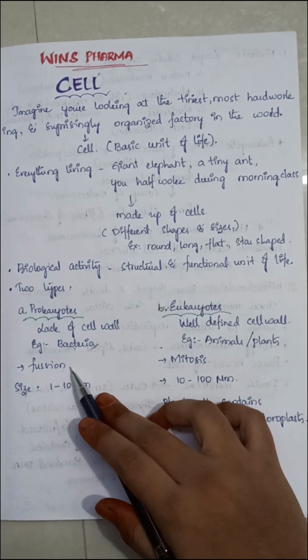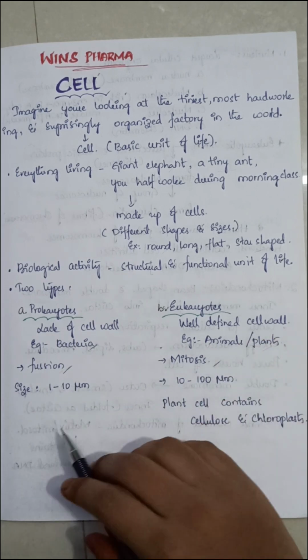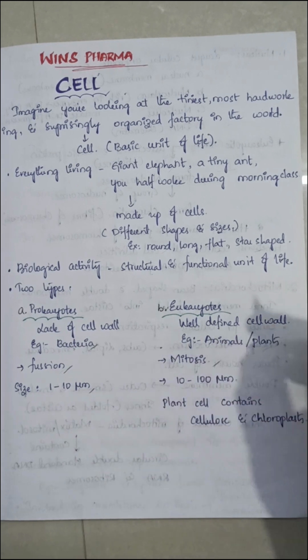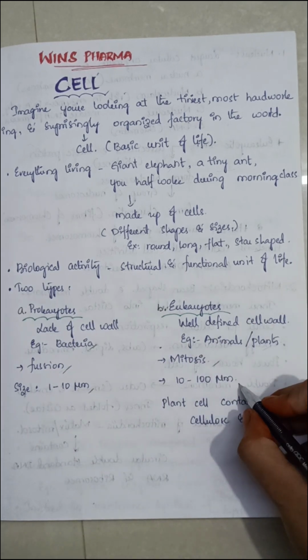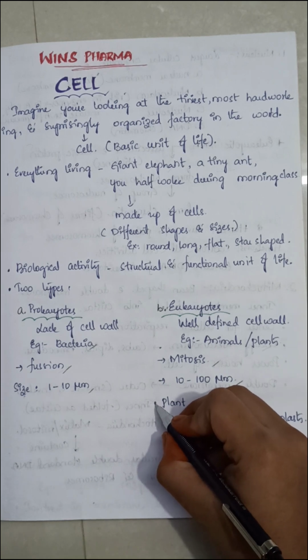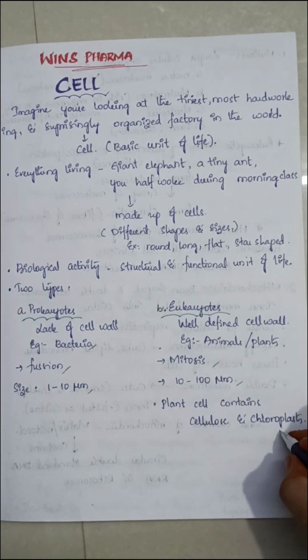They divide by fission. Here mitosis takes place, and the size is 1 to 10 micrometers here, then 10 to 100 micrometers here. In special cases, like the plant cell, it contains cellulose and chloroplast, which helps in the photosynthesis process.